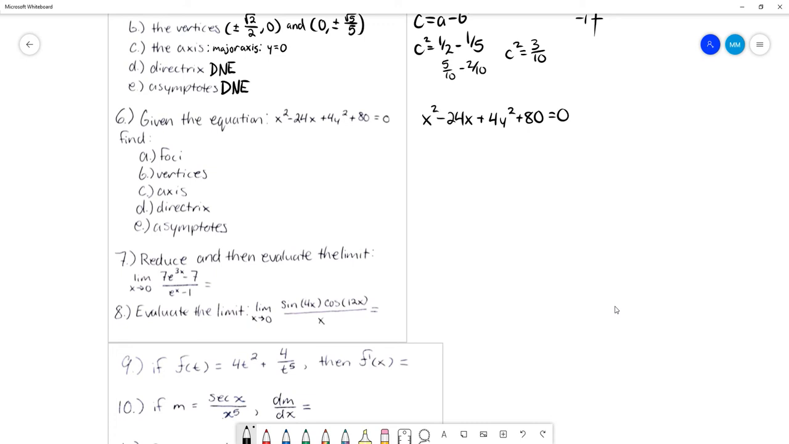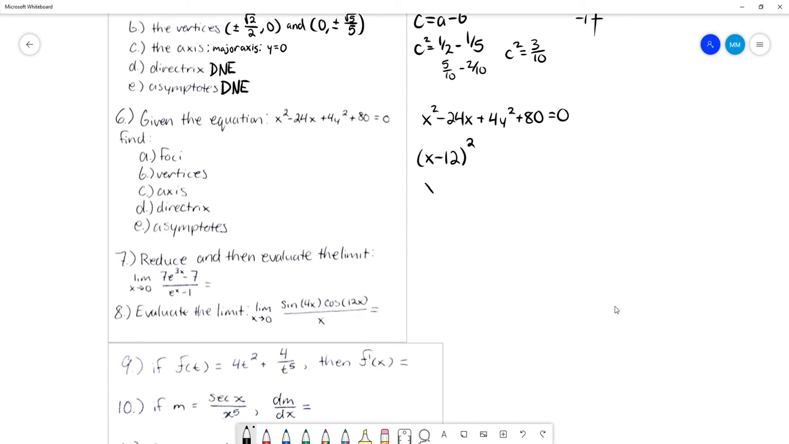The first thing that I see here is an x squared minus 24x, which tells me that I'm going to have x minus something, squared. It's like when I have an ax squared plus bx plus c kind of deal, like the quadratic formula. But this tells me that that's going to be x minus 12 squared.